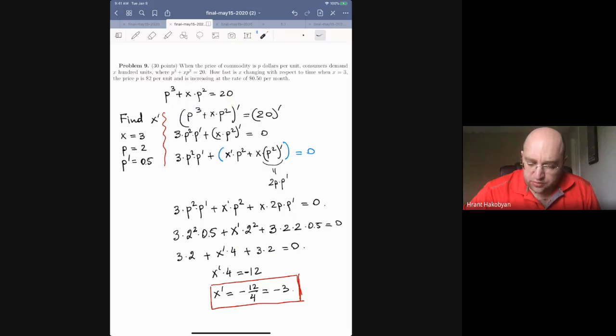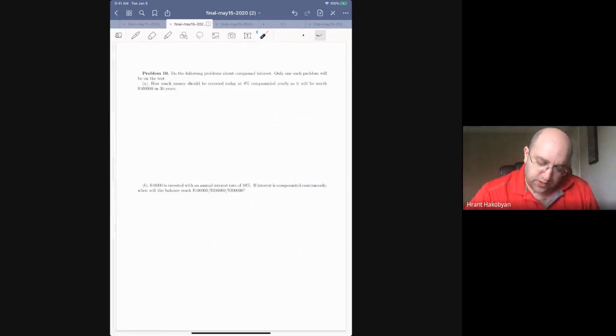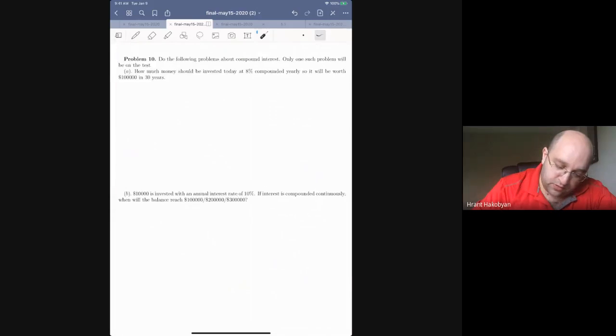So I'm going to finish the last problem. Let's do these ones. These are already compound interest, so that's the topic which we covered. That's the very last topic which we covered. So I'm going to go over these problems right now. Okay, and that will be the last problem.